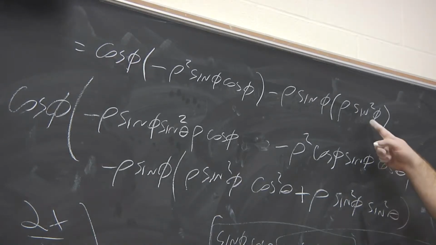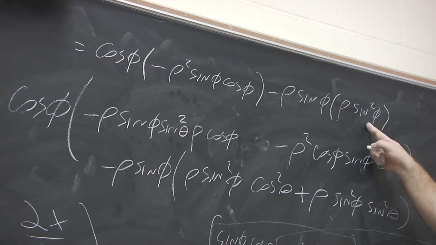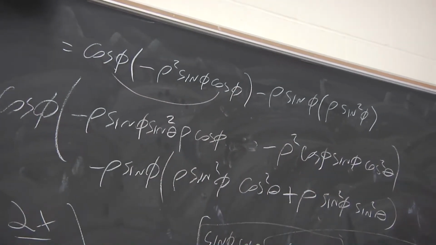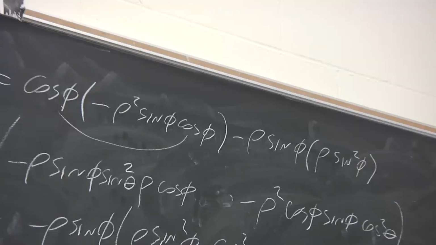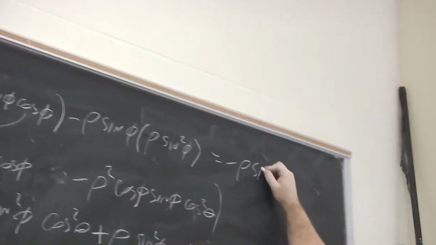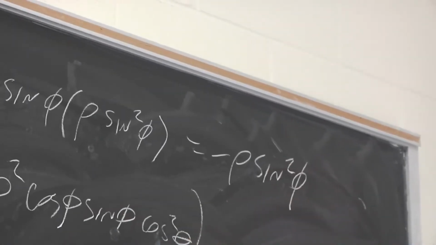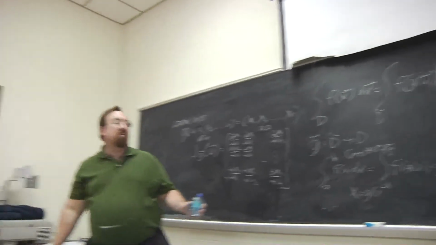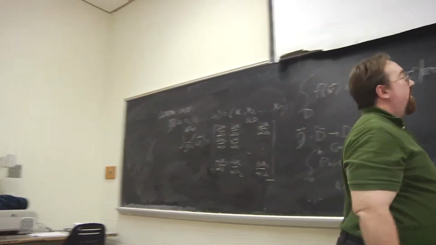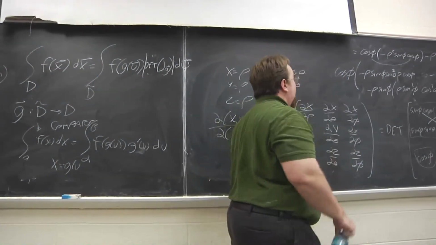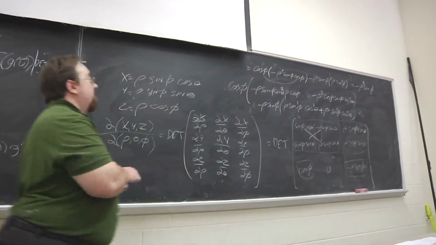Well, now here we have a sine squared phi, and here we have a cosine squared phi. Everything else in these factors is the same. What's left over is a rho squared sine phi, so we get minus rho squared sine phi. We take the absolute value, so that gets rid of a minus. So by using this identity, sine squared plus cosine squared, a couple of times, we get the factor from spherical coordinates that we expect.